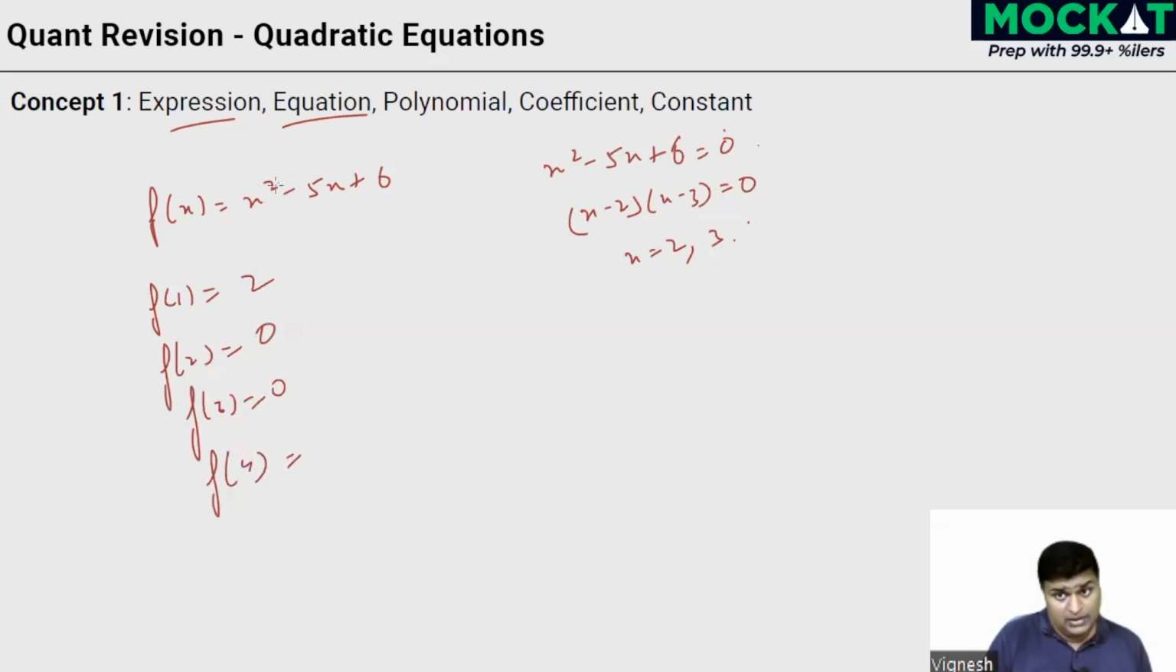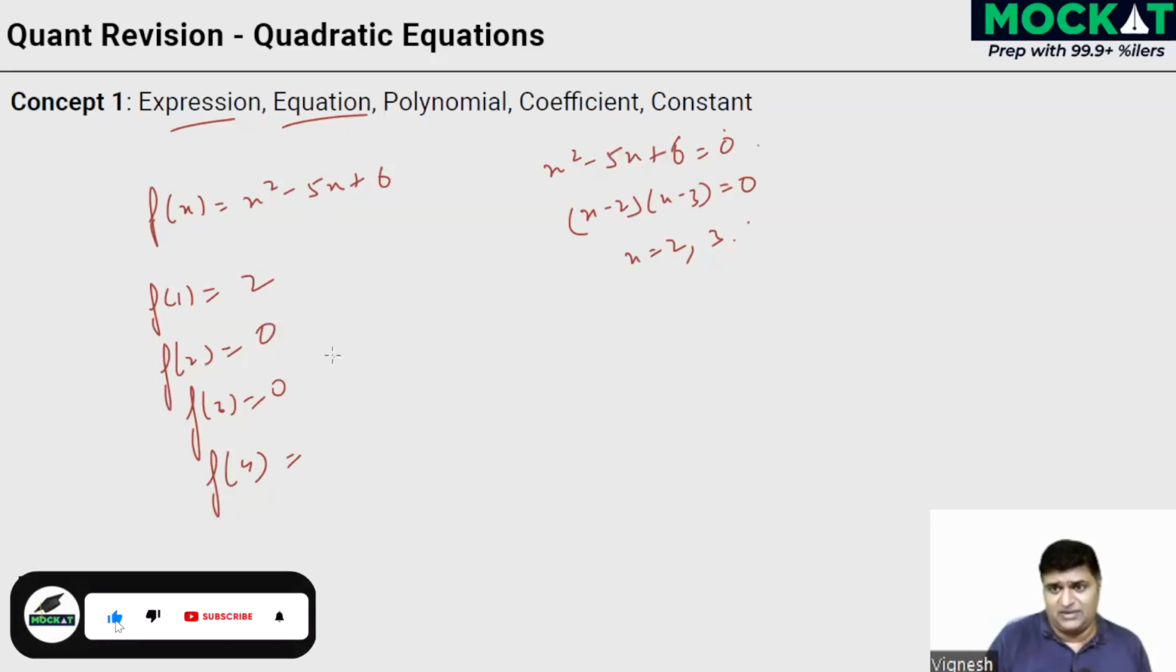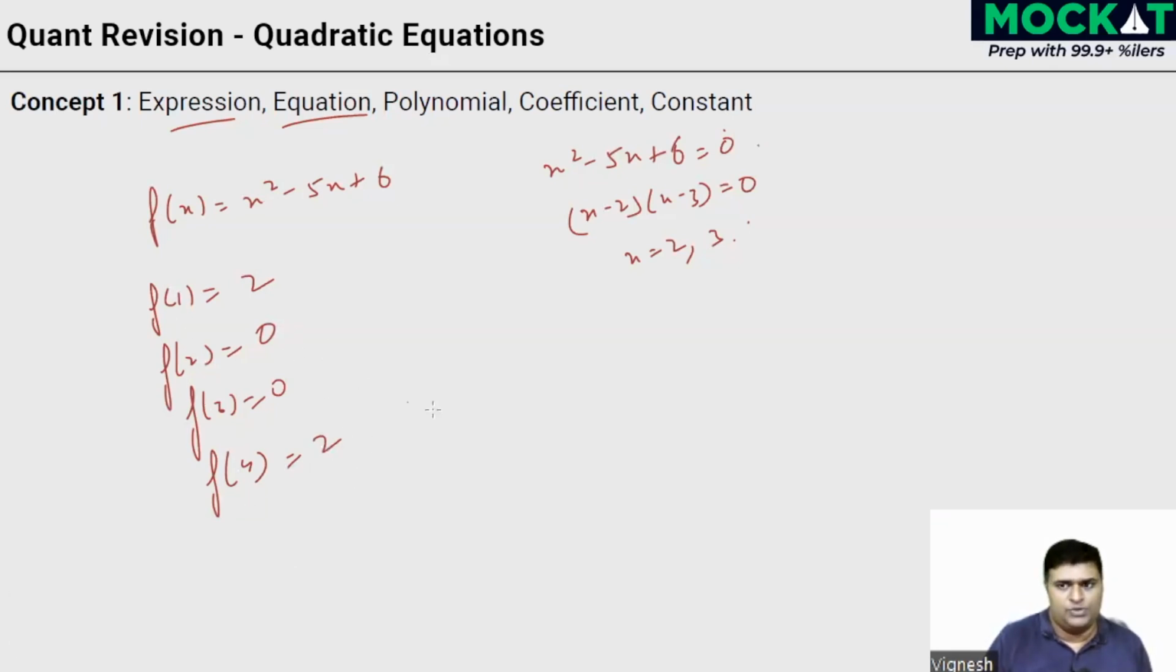f of 4: 4 squared is 16, minus 20 plus 6 is 2 again. So different inputs give us different outputs, which we can then plot on a graph. A quadratic expression, the graph we'll be looking at soon. Broadly, it's going to be either U-shaped or inverted U-shaped, one of the two only, and we'll look at that as well.